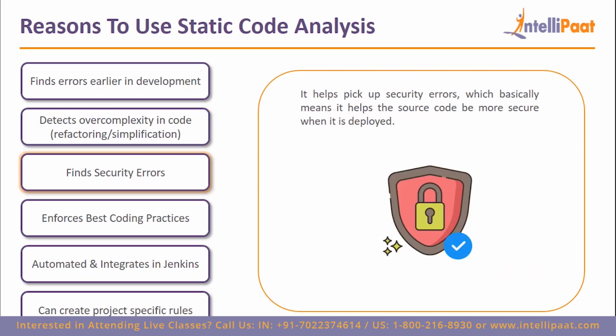Finds security errors. It helps pick up security errors, which basically means it helps the source code be more secure when it is deployed. Whenever the developer is writing the code, the tool helps us understand whether there are any security issues with the code we're writing. For example, if we have written a password and a username inside the code in text format, the tool can understand this.